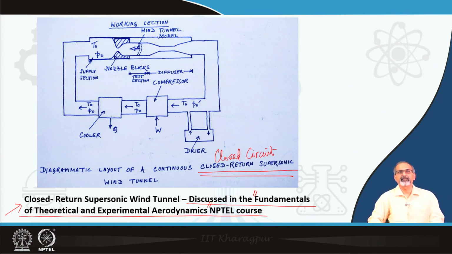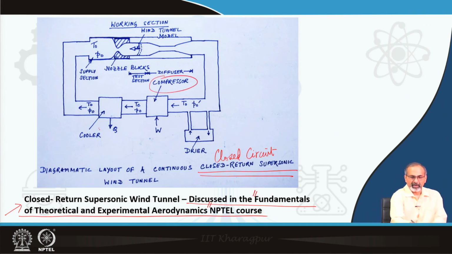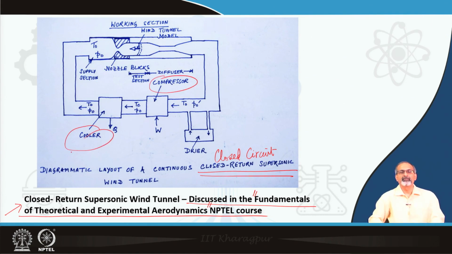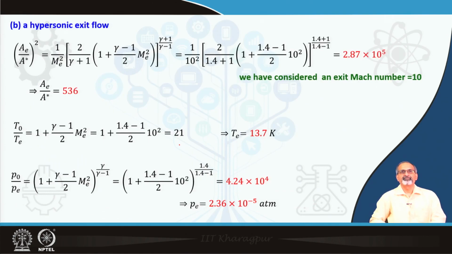wind tunnel test section, there are certain losses which have to be again made up by doing some more compressor work, and the flow also needs to be cooled before it is returned back to the main region of the wind tunnel, which is the working section or the test section where the wind tunnel model is inserted. Again, there is a dryer over here to remove possible accumulation of moisture and so on. So, this is another design variant that we are talking about.